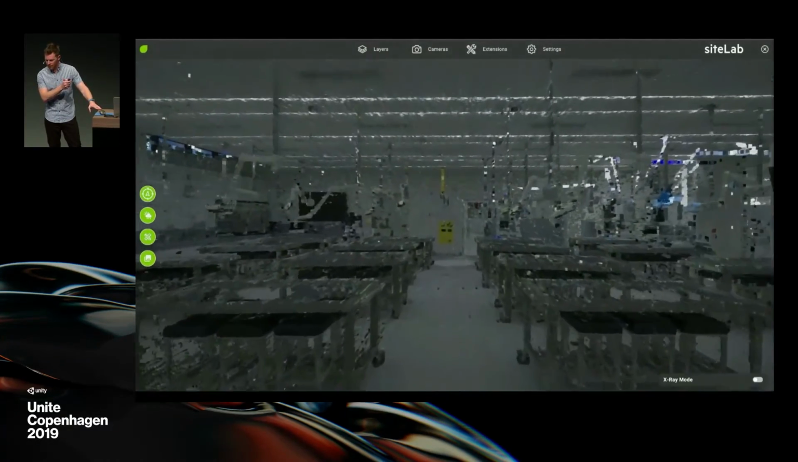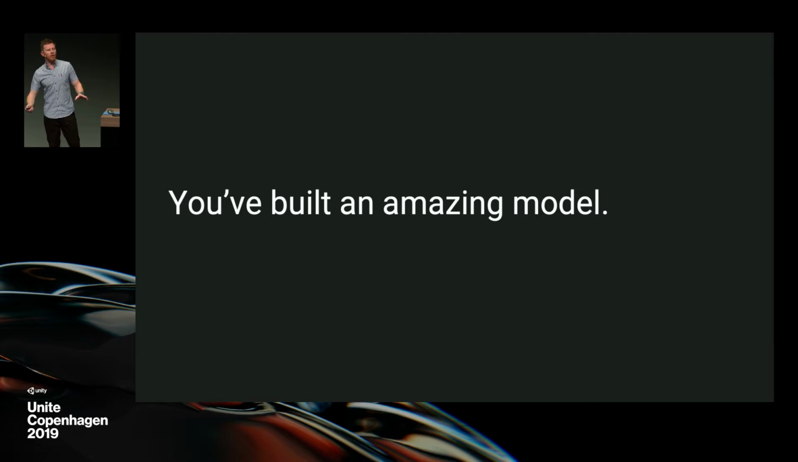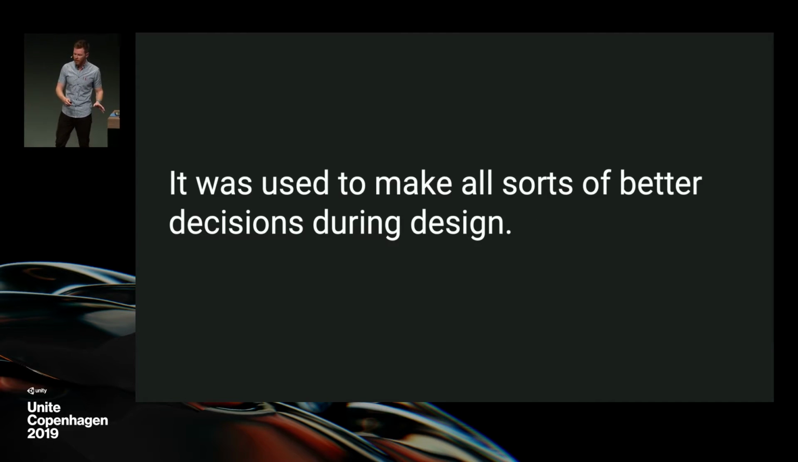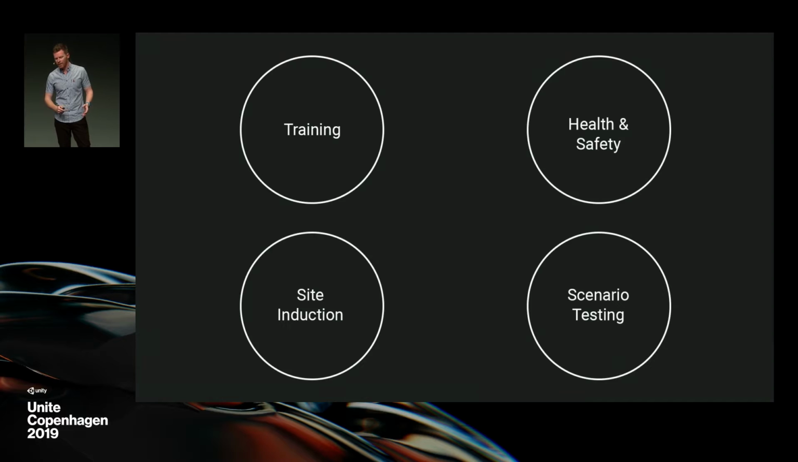I'm going to skip ahead now because I'm probably running out of time. Okay, so the next stage in the project is where we start to move into that asset life cycle, and this is the asset operations phase. So we've got a great model. We used it to do all sorts of cool things during the design phase, made all sorts of better decisions, better outcomes for the client. But what now?